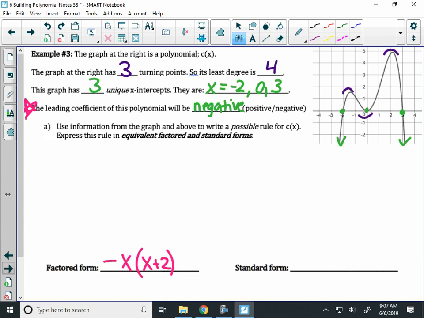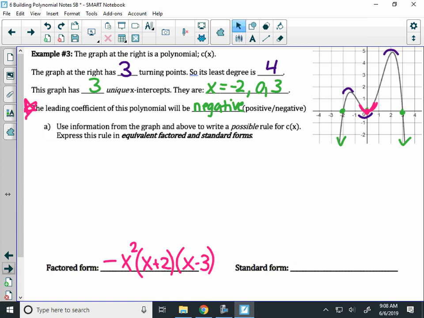Now look at the graph, though, at x equals 0. See how it bounces off the axis? We learned back in investigation 2 that when I bounce off the x-axis, that root has a multiplicity of 2. So I have to write negative x squared. Finally, at the root of 3, the factor is going to be x minus 3.